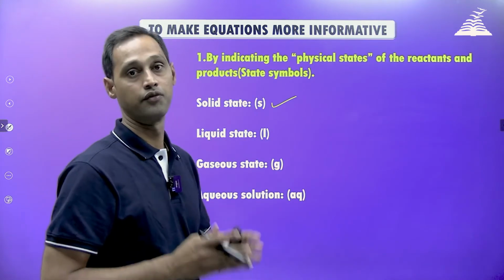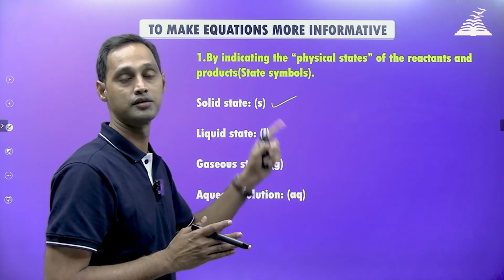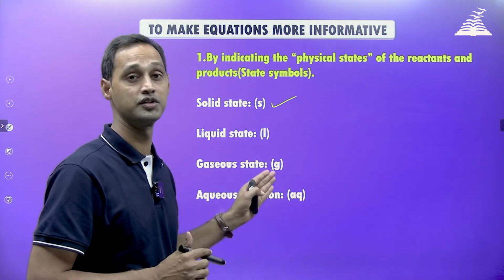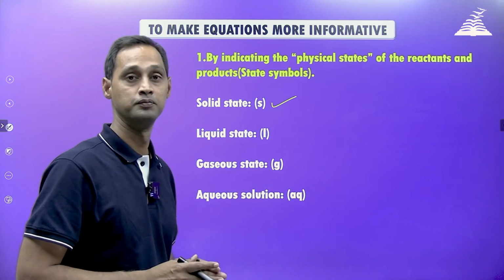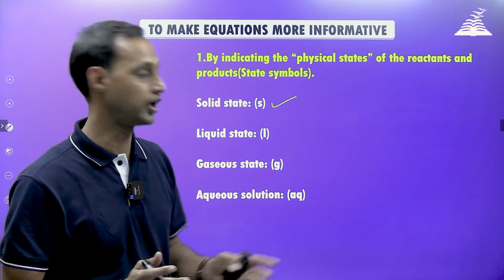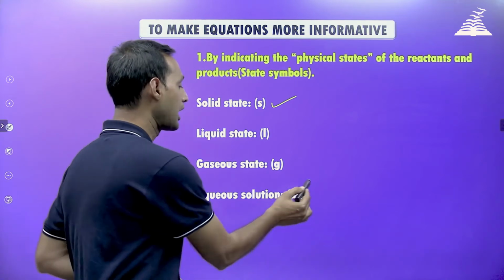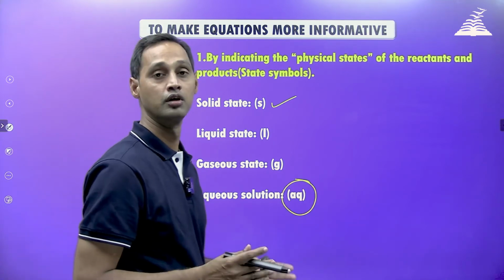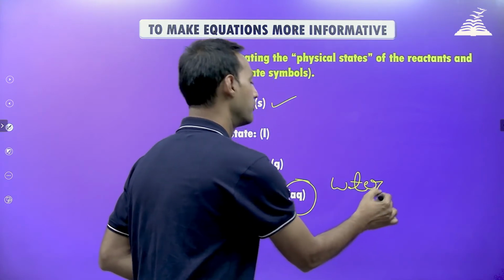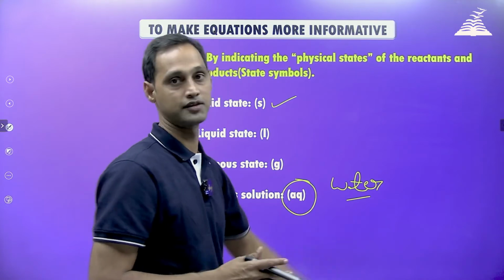Physical states. If a substance is in solid state at room temperature, we write S in the bracket. If the substance is in liquid state, L. If the substance is in gaseous state, G. If the substance is an aqueous solution, then we write AQ in the bracket. So what is an aqueous solution? A solution made with water. Okay, we will take an example.